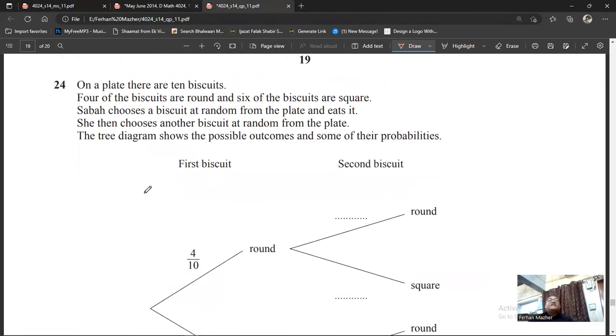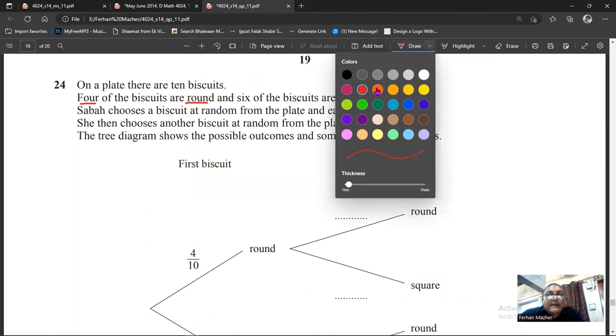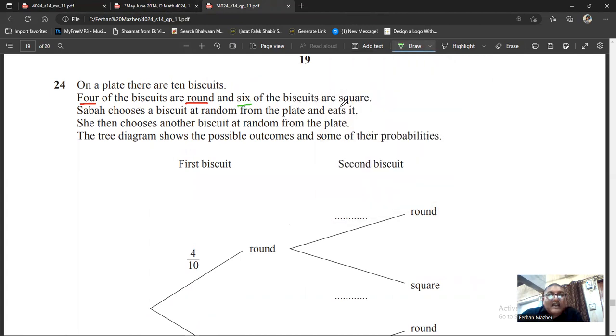Question number 24. He says, on a plate there are 10 biscuits. Four of the biscuits are round, and 6 of the biscuits are square. So the round biscuits are 4 and the square biscuits are 6.